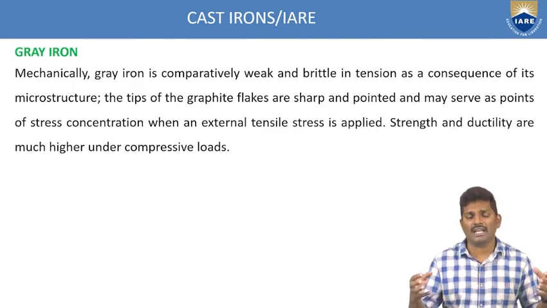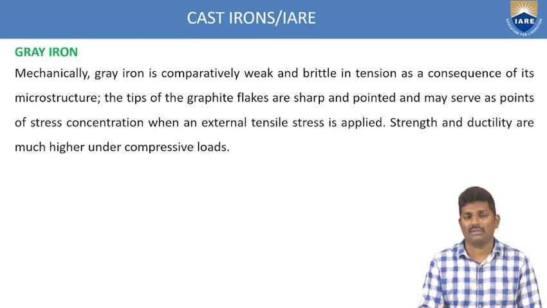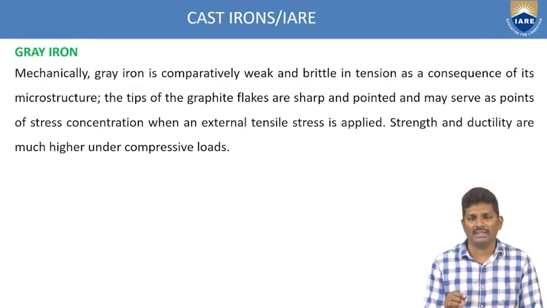So when any tensile force is applied on the gray cast iron, what's happening? It is weak and brittle in nature when it comes to tensile, and of course, it has its own microstructure. The tips of the graphite flakes, which we have seen in the previous slide, are very sharp and pointed, and you have several points of stress concentration.